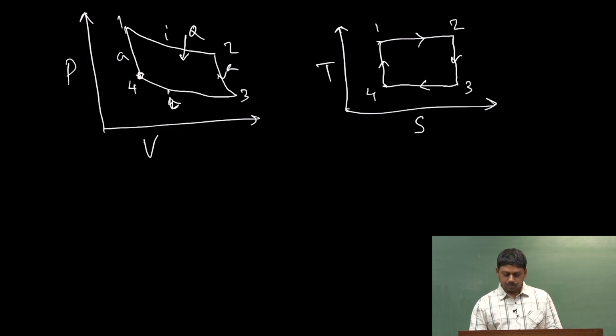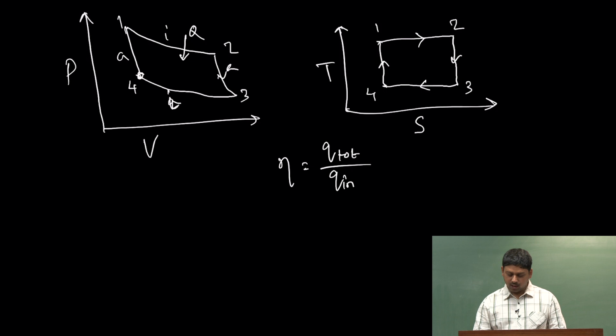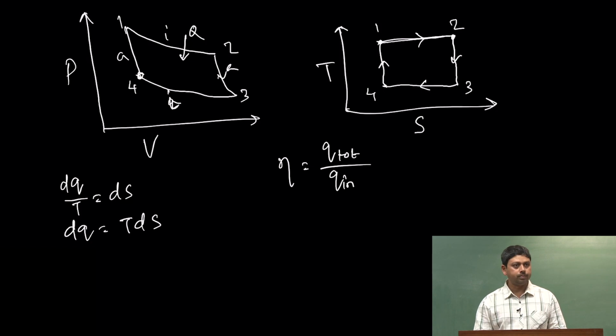In order to calculate the efficiency, we know it is Q total divided by Q input. So we have to calculate Q total and Q input. We know that dQ by T equals dS, so dQ is nothing but T dS. Therefore, when we calculate the heat input coming between steps 1 and 2, the heat coming in should be the area under the curve 1 2.